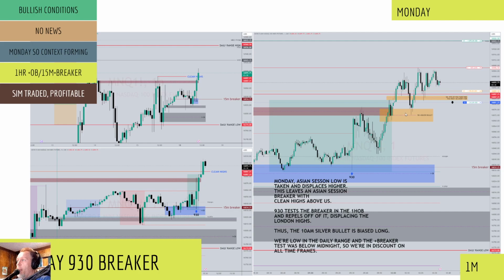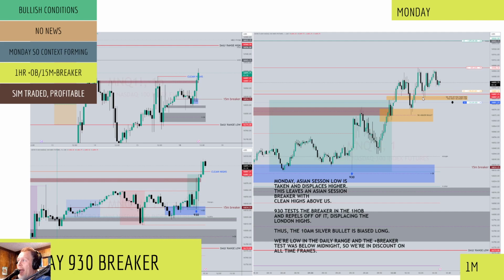Then I took also the pullback to the 5-minute silver bullet, and then that runs back up through the highs. I wanted it to get to this high of day, but it failed before it actually got there. Let me say this: it comes back early, roughly 10:15, and then it reverses back through the high. So I took some more off there.